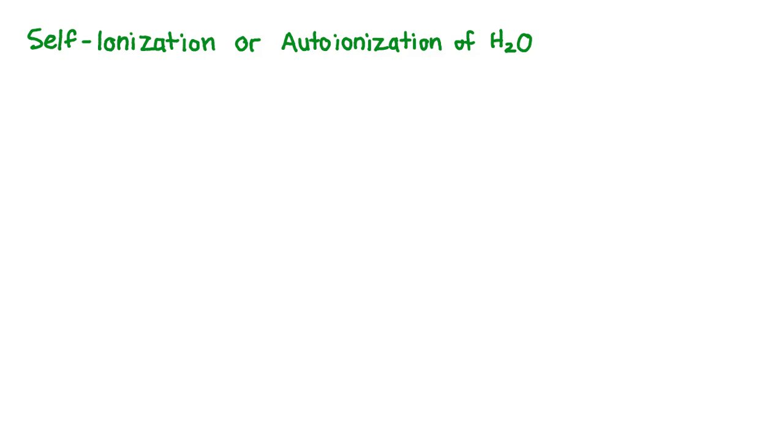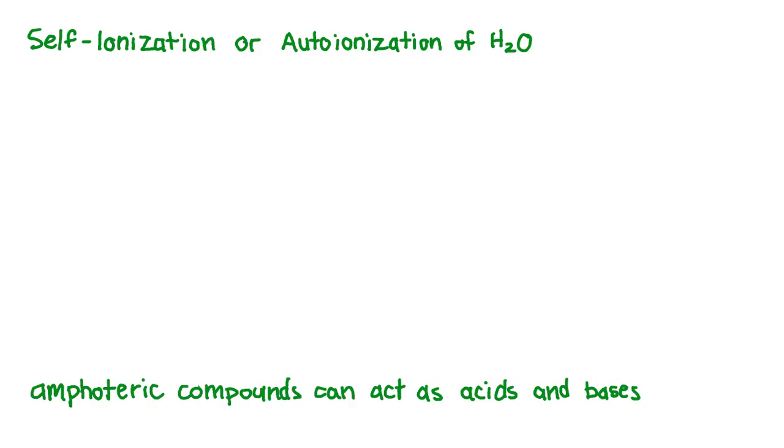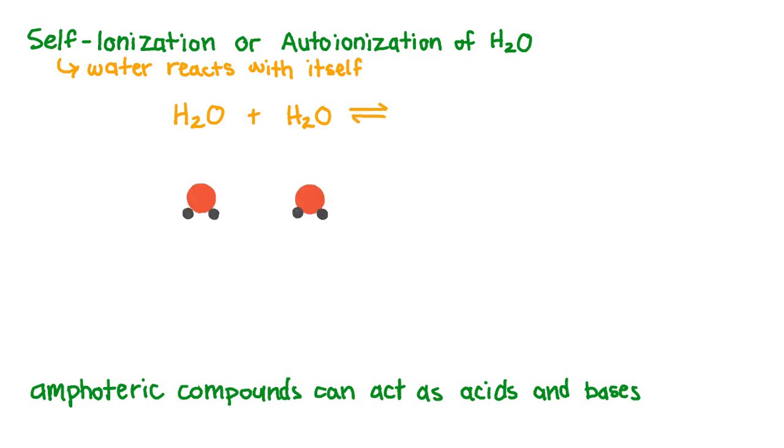There are many chemical species that can act as both an acid and a base. When a substance can act as both an acid and a base, it's called amphoteric. But of the amphoteric chemical species, water is a bit unique. Since it's both an acid and a base, it constantly reacts with itself in a process that's known as self-ionization or autoionization. When this happens, one water molecule donates its proton to the other water molecule.